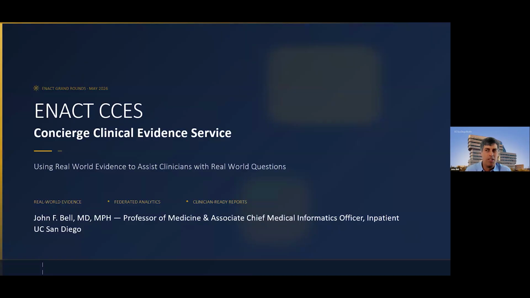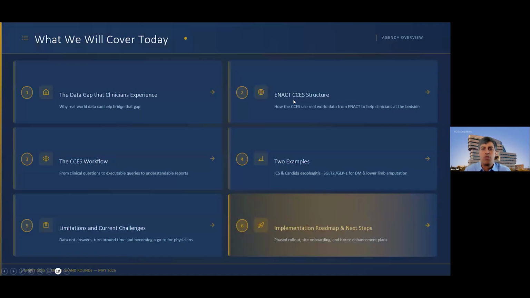The goal of this is to take some real world evidence and to assist clinicians with some real world questions. So here's what we're going to be doing today. I'll take you through an example to show you some of the data gap that our current clinicians experience and potentially why real world data can help bridge that gap.